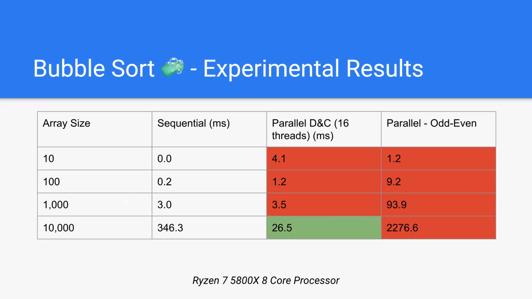Now, for the experimental results, as stated before, the odd even sort is a lot worse than the sequential sort, but the parallel divide and conquer with a total of 16 threads does end up being better than the sequential version when you have 10,000 more elements in the array.